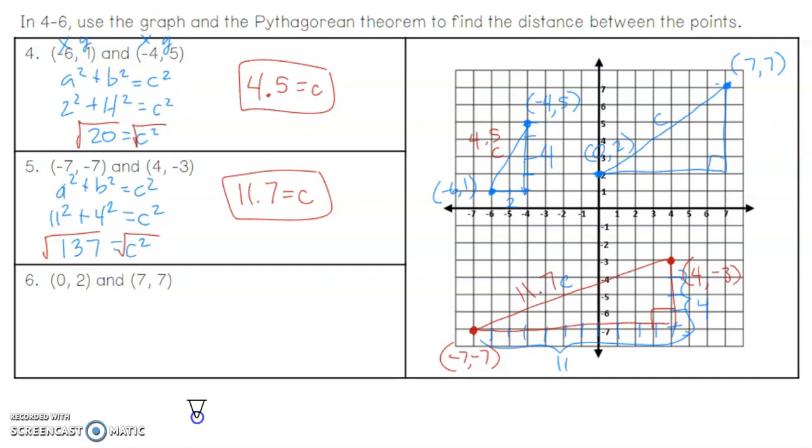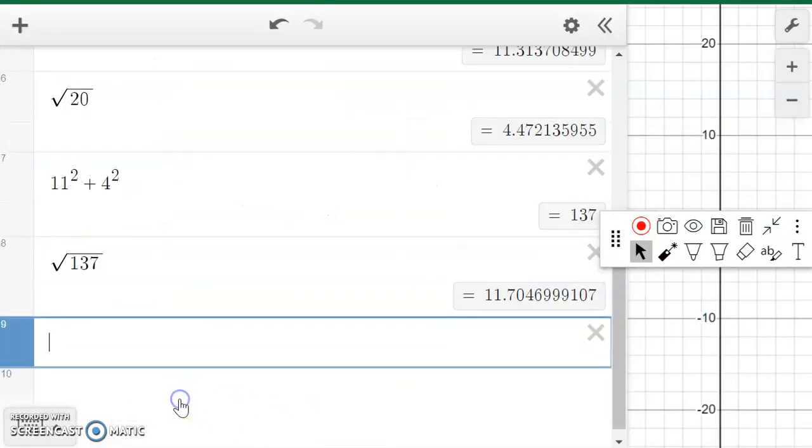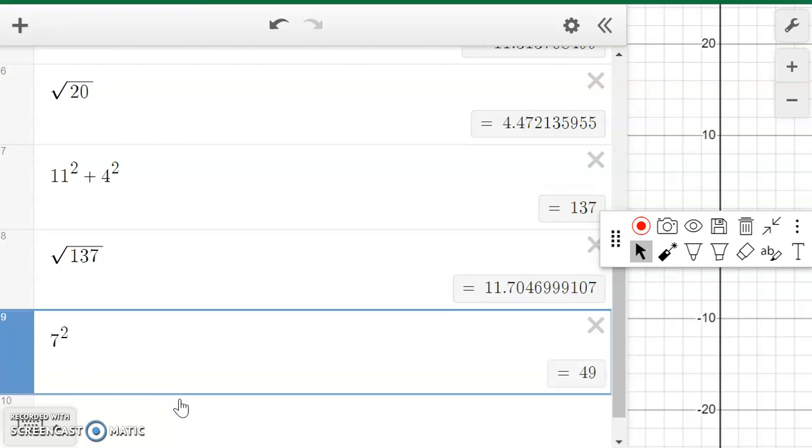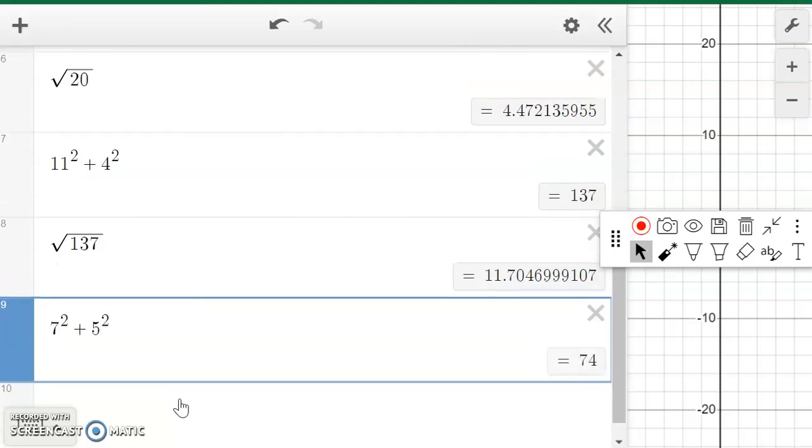C is what we're trying to find. So let's find our distance here. We have 1, 2, 3, 4, 5, 6, 7. And then from here, we go 1, 2, 3, 4, 5. Okay, so now we're ready. A squared plus B squared equals C squared. So we have 7 squared plus 5 squared. Remember that order wouldn't matter. C squared. 49 plus 25. Okay, 7 squared plus 5 squared is 74.